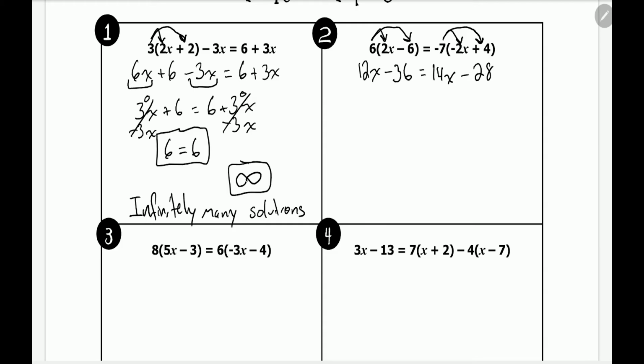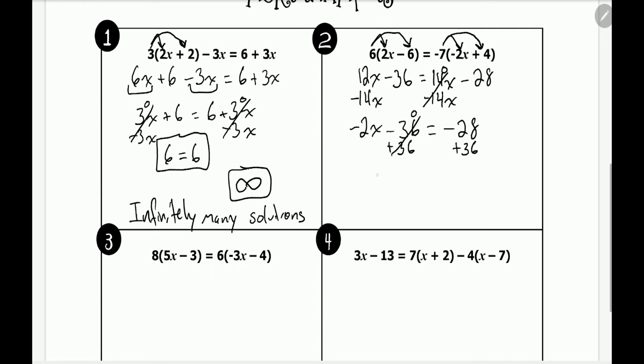Now, we usually have to combine like terms, but since there's nothing to really combine, we can move on to moving the variable to one side. So, I'm going to move this 14x over by subtracting 14x on both sides. This goes to 0. We have 12x minus 14x, well that's -2x, minus 36 is equal to -28. Okay, next step is to start solving the equation. So we're going to add 36 to both sides.